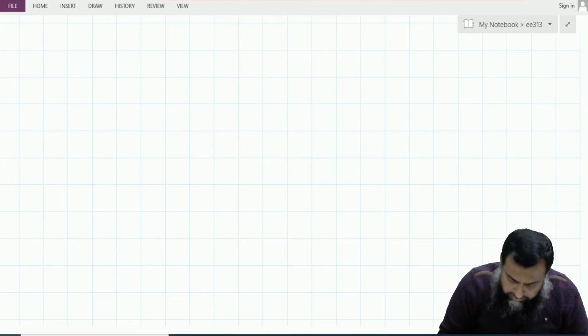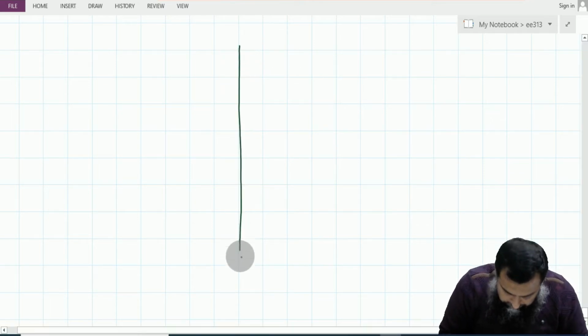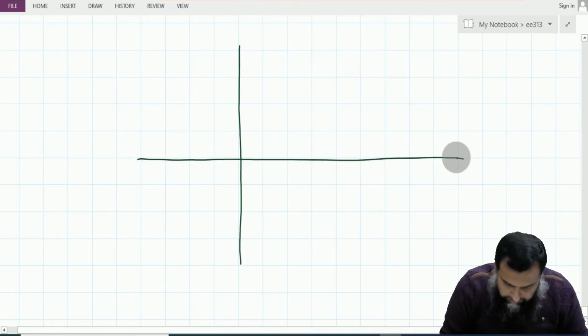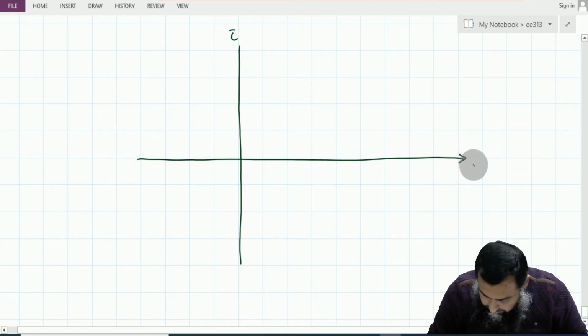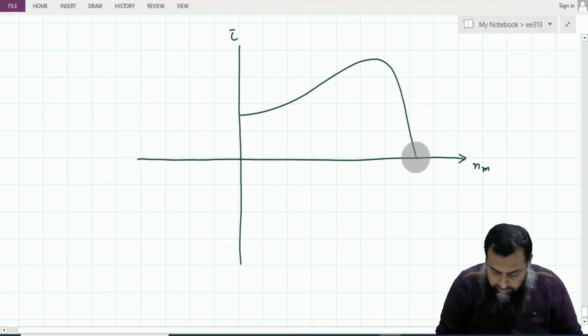So in this aspect we studied that here we have this torque. This is the torque speed characteristics. It was something like that. We have the torque speed characteristics of an induction motor.